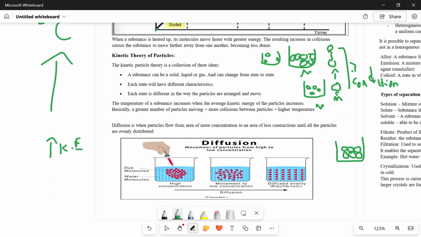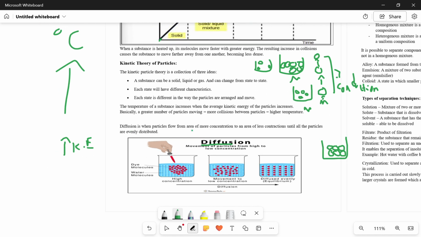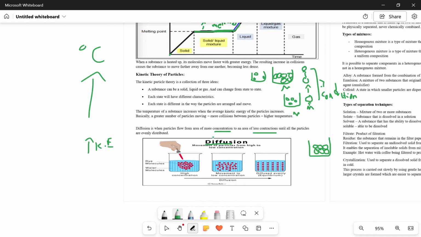Now, there's another concept called diffusion, and it is when particles flow from an area of more concentration to an area of less concentration. It's not contraction, it's concentration, until all the particles are evenly distributed.